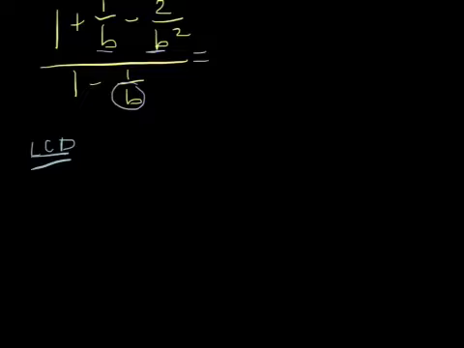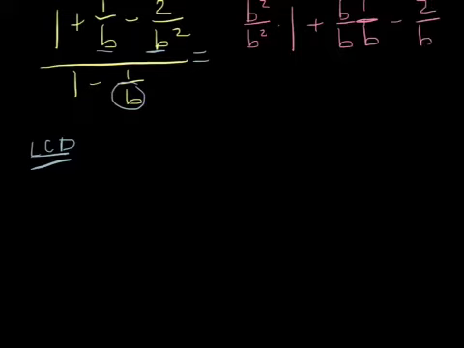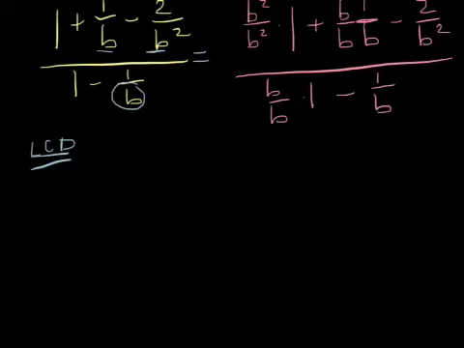So here we go. Let's take a look at what's going to happen. I have to multiply 1 by b squared over b squared. I need to multiply 1 over b by b over b. And 2 over b squared is already over b squared, so I don't need to do anything with that. Now, taking a look at my denominator, I need to multiply 1 by b over b, and 1 over b is already over that common denominator, so I don't need to do anything about it.